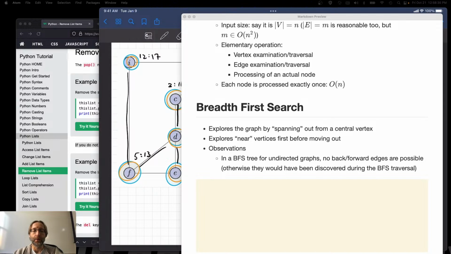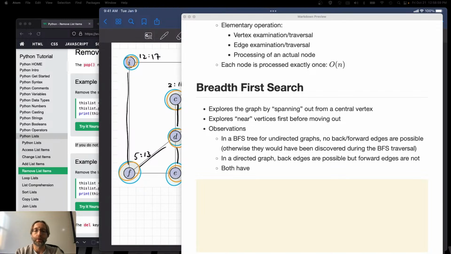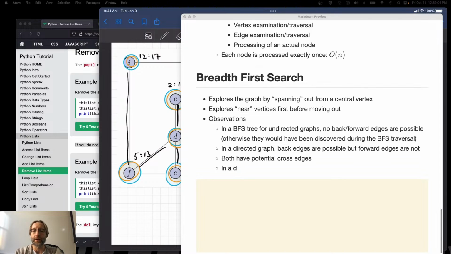In a directed graph, back edges are possible. You can go back from a descendant to an ancestor, but forward edges are not, for exactly the same reason. You can have a back edge because from up here, you can't traverse that edge downward because it's oriented upwards, right? Both have potential cross edges. Cross edges, in a directed graph, imply... what?